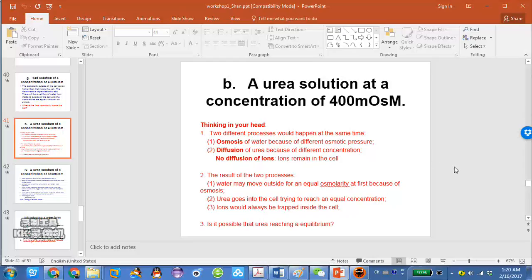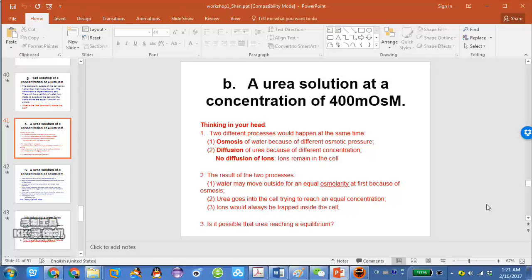So first of all, osmosis. The outside has an osmolarity of 400 milliosmolar, which is greater than the inside of the cell, 300 milliosmolar. So at the beginning, the outside solution is a hyperosmotic solution. Water will move from inside to the outside, and it may reach a temporary equilibrium of osmolarity, both inside and outside.